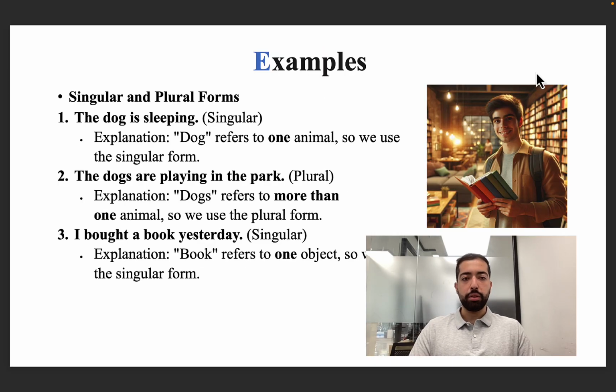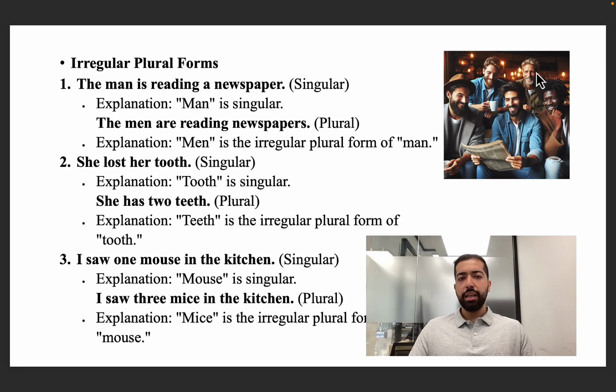Let's see some examples for singular and plural form. The dog is sleeping. The dogs are playing in the park. I bought a book yesterday. Pretty easy, and the explanations are below each example. Feel free to read them for yourself. For the irregular part, we have some examples here as well.